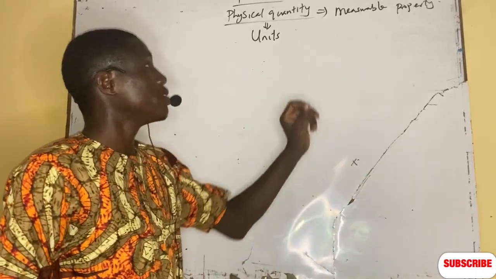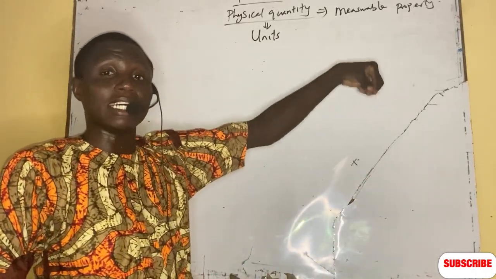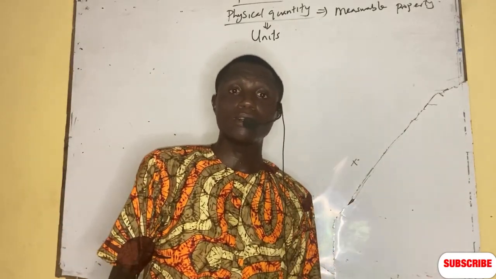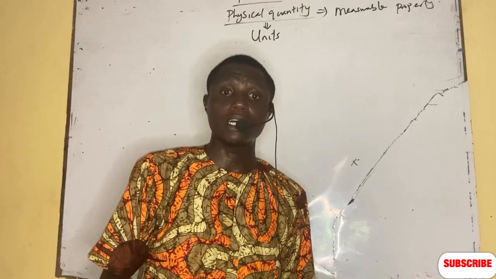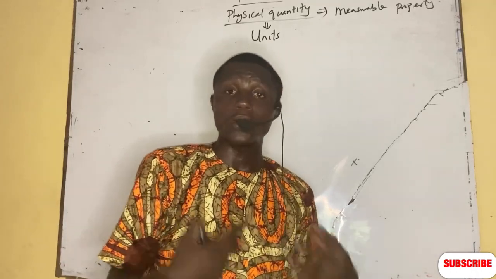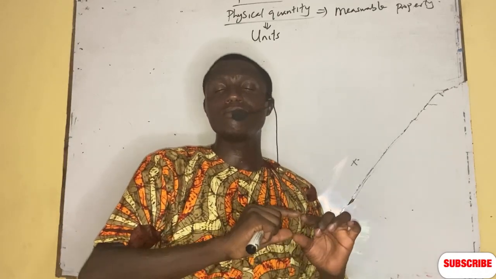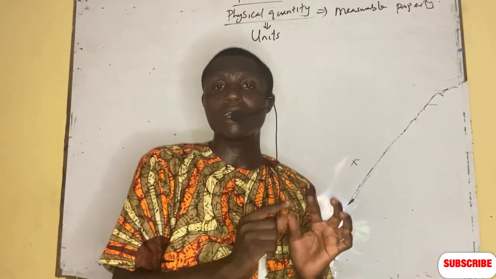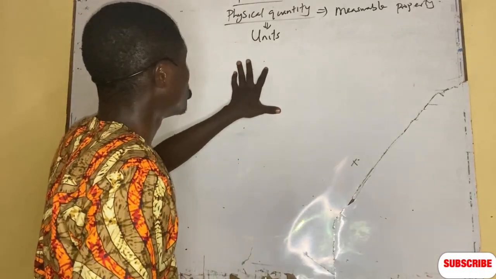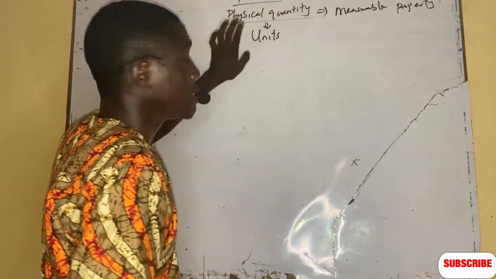So physical quantities are usually specified and identified by their units. If I want to measure the mass of a particular object, I must specify whether it is in gram, kilogram, or tons. So units give a particular quantity its specification. That's that about units.